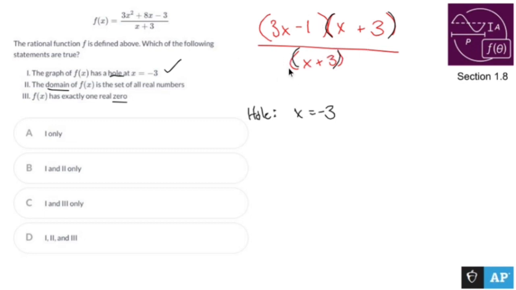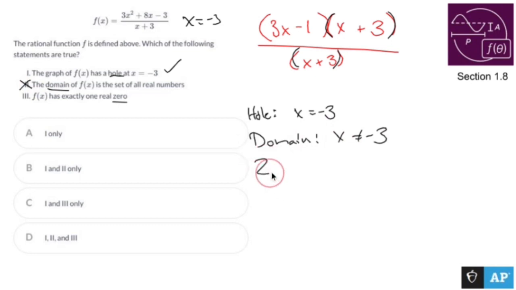The domain of f(x) is the set of all real numbers. Well, here's the problem. You might be thinking, don't these cross out? They do and they don't. The problem is that the original problem had x + 3 in the denominator, which means you're not allowed to plug in -3. So my domain is going to be everything except x cannot be -3. So is it all real numbers? Nope, because all real numbers includes -3, and you're not allowed to include -3.